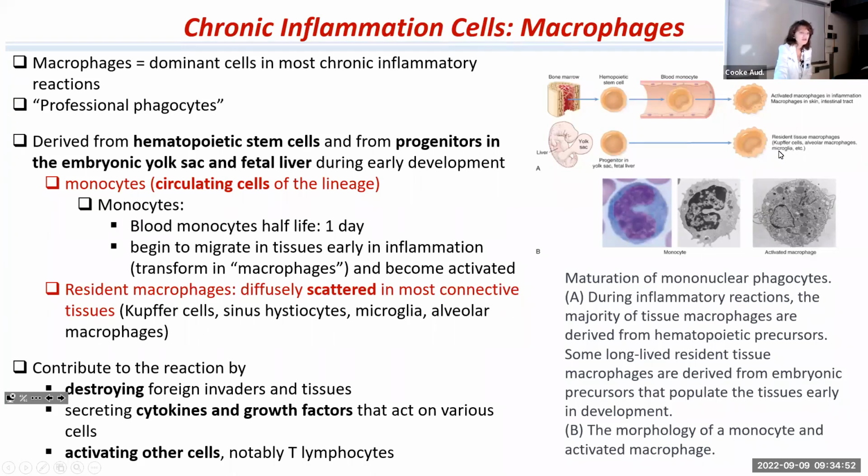They're called Kupffer cells in where? Where's the Kupffer cell, in what organ? Yes. Sinus histiocytes, microglia, alveolar macrophages. They have many functions. They contribute to the inflammatory reaction by destroying foreign invaders and tissues, by secreting cytokines and growth factors that act on various cells. They also activate other cells, notably T lymphocytes.